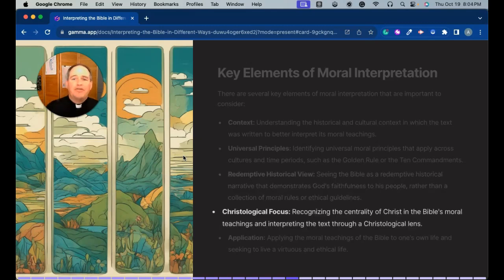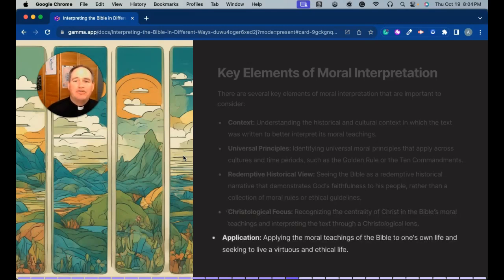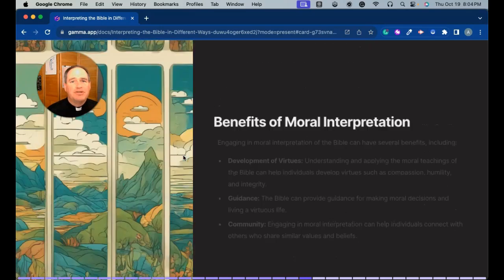We can also read it for a Christological focus, always looking at how this points us toward how we understand Jesus and what it means for Jesus to live as a human being, since we're reading this from a Christian perspective, at least in this class. And finally, we can try to apply it. How do these moral teachings from these stories apply to our own life and help us to be more virtuous?